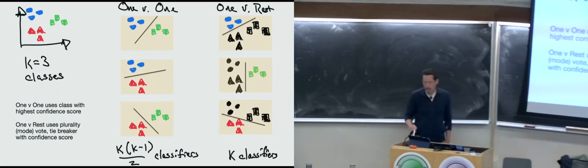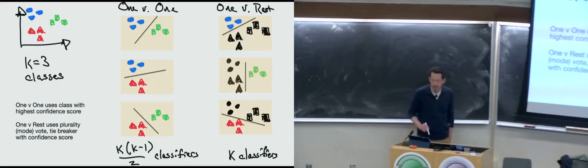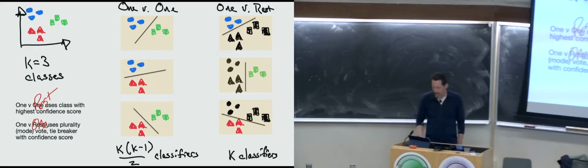Okay? 1v rest is a different setup. In this case, we have blue versus everything else, and we have green versus everything else, and we have red versus everything else. Actually, you know what? These are actually 100% backwards, aren't they? This is my bad. I apologize, because that is exactly wrong.